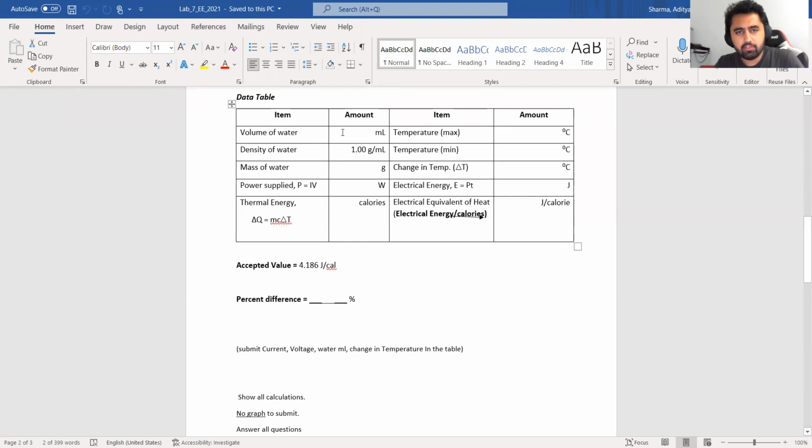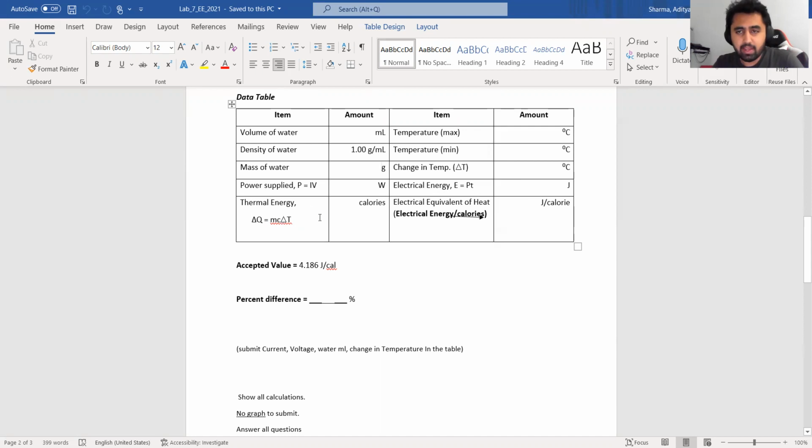And once you have that, you will have some volume of water, which is given in the simulation. Density of water, we all know, is this. So you can find the mass from the volume and density. Power supply is voltage into current, as we discussed. Temperature maximum and minimum, change in temperature will be 5 degrees Celsius. And electrical energy is power into time. Now, power is just voltage into current, which you already have. Multiply that with the time elapsed, you get electrical energy.